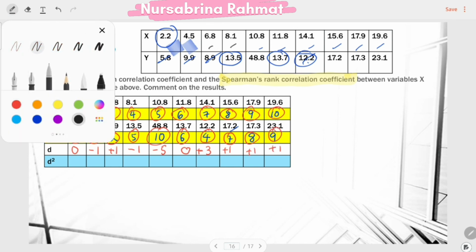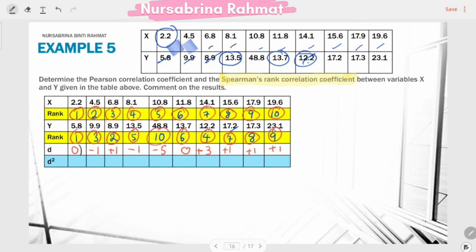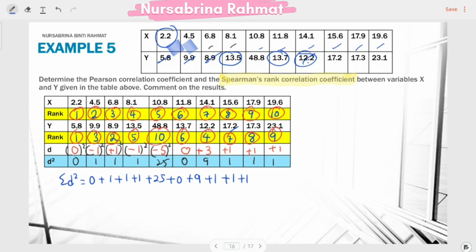Then we need to square all of these d values. The square of 0 becomes 0, the square of negative 1 becomes 1, the square of positive 1 is 1, the square of negative 1 is 1, the square of negative 5 is 25, then 0, 9, 1, 1, 1. Next, we find the sum of d squared, which is 0 plus 1 plus 1 plus 1 plus 25 plus 0 plus 9 plus 1 plus 1 plus 1. On the calculator, it turns out to be 40.